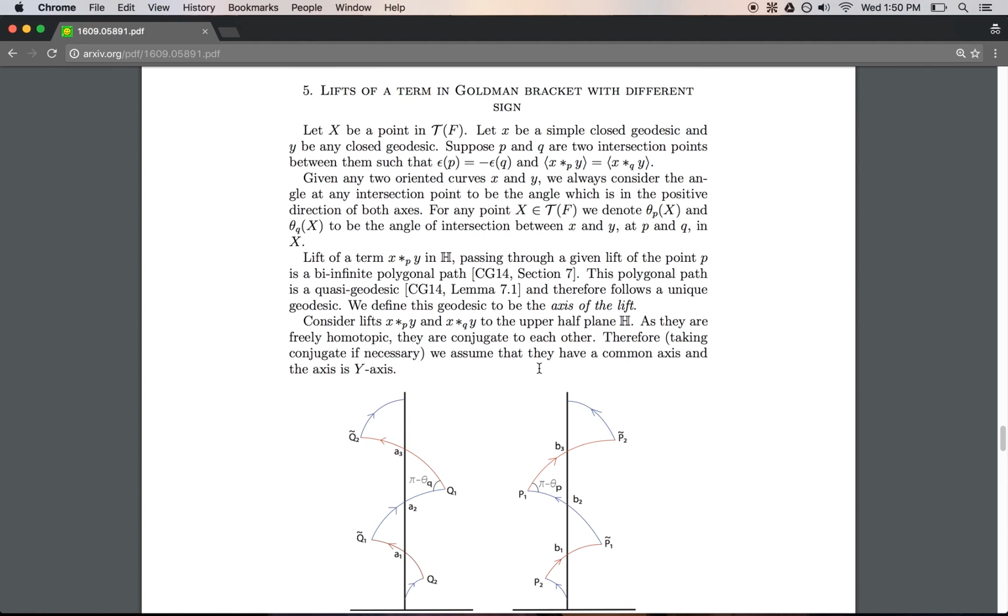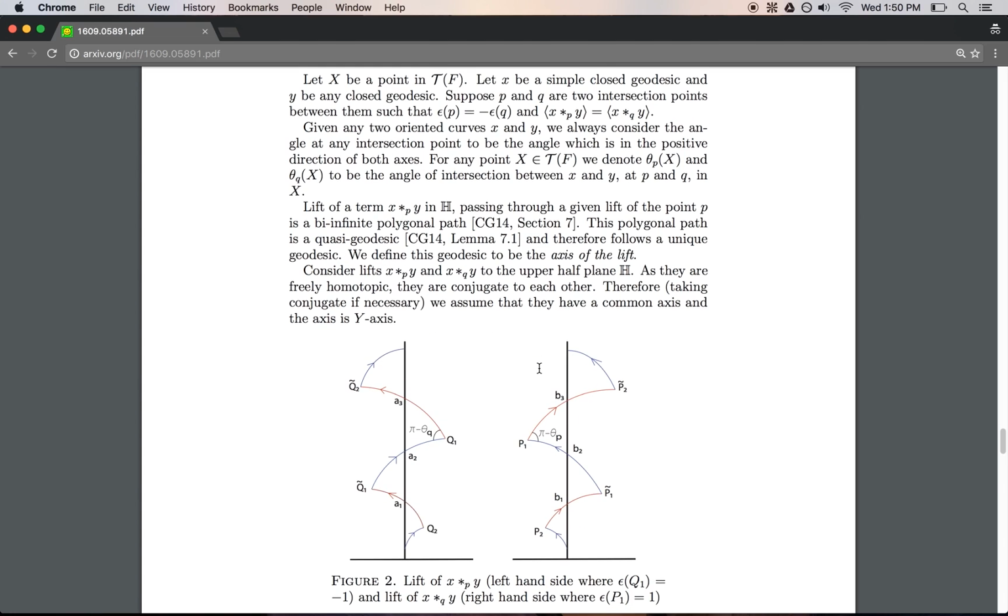The lift of a term of the loop product of x and y in the upper half plane passing through a given lift of the point P is a bi-infinite polygonal path. This polygonal path is quasi-geodesic and therefore follows a unique geodesic. We consider this geodesic to be the axis of the lift.